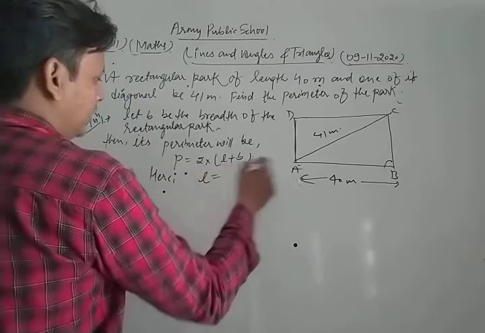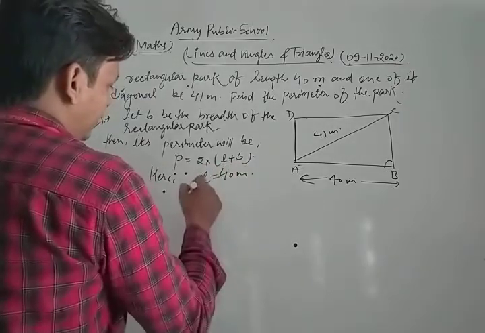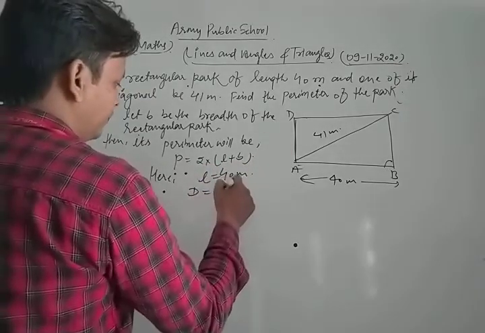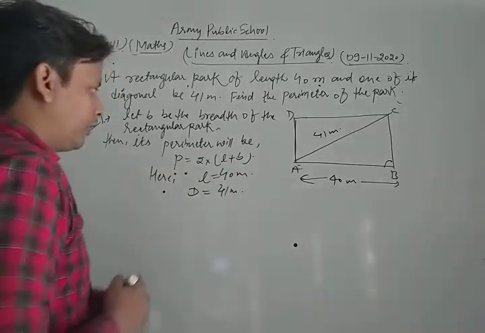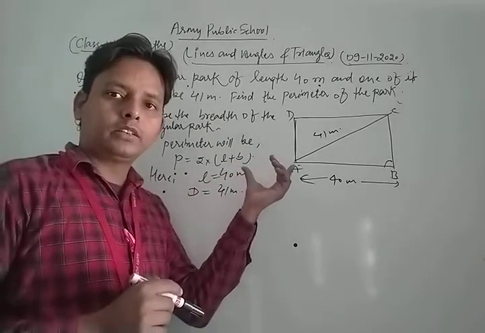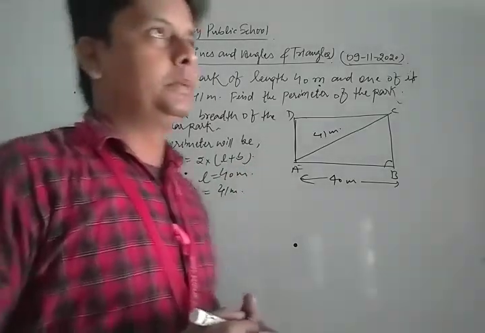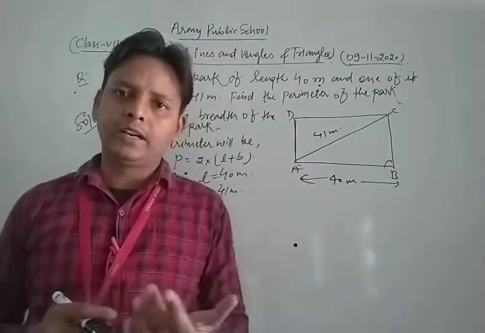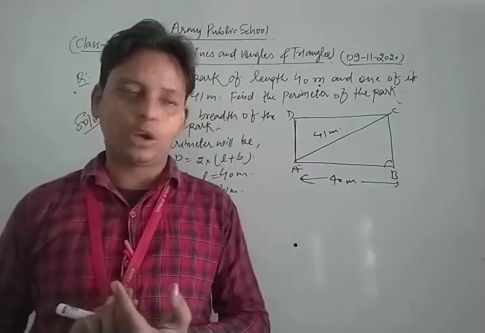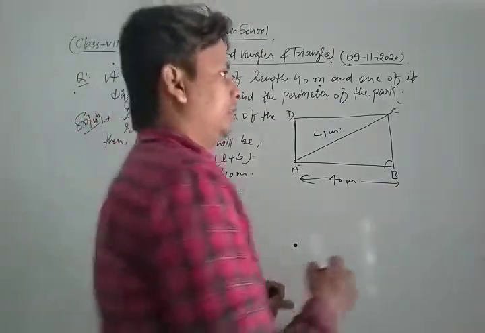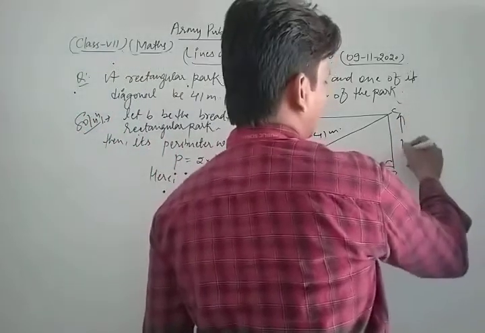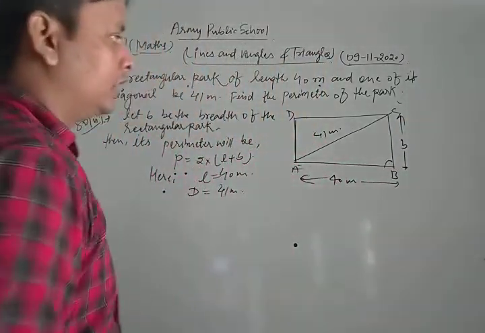L is given as 40 meter and one of its diagonal is given as 41 meter. So for finding the perimeter of the park, first of all we find the breadth of the park. Okay, now let's see. Here we take this as the breadth of the park.